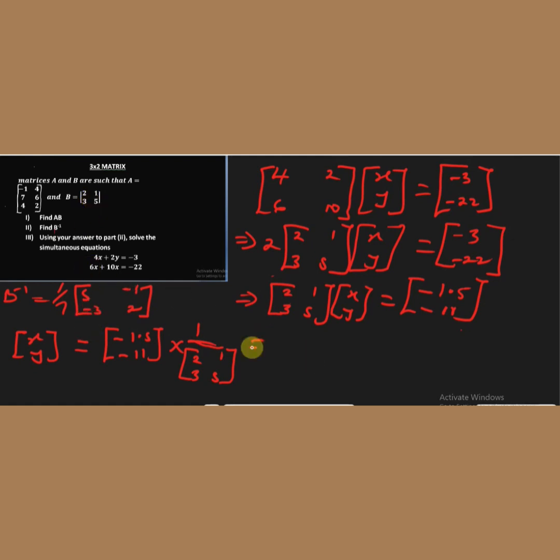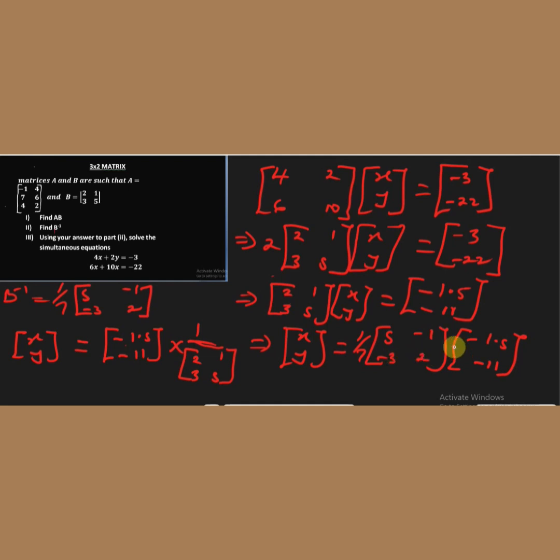So what I need to do now, I'm going to write xy is equal to, I'm going to multiply this inverse by this. So I'm going to have 1 over 7, 2, 5, minus 3, minus 1, 2, times by minus 1.5, minus 11. So I'm going to multiply this.